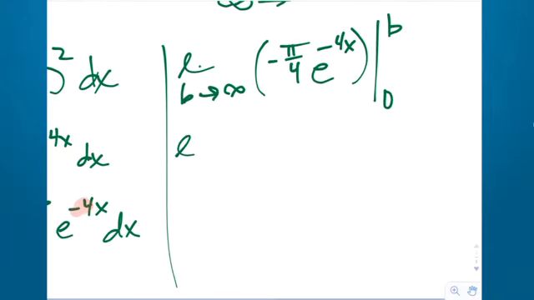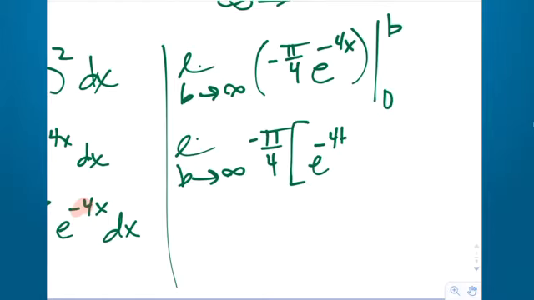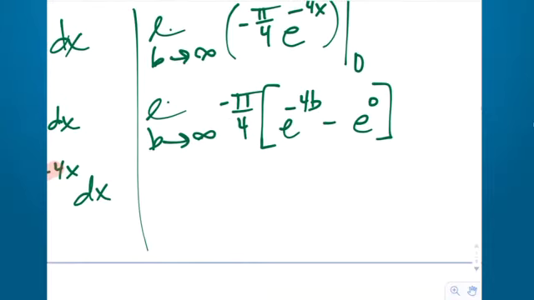So evaluating it now, we have the limit as b goes to infinity. I like to leave my negative pi fourths out front. It's entirely up to you what you do with it. And when I plug in, I get e to the negative 4b minus e to the 0. And now I can evaluate it. What happens to e to the negative 4b as b goes to infinity? It approaches e to the negative infinity, which is 1 over e to the infinity, which approaches 0. It gets smaller and smaller, approaching 0. And, of course, e to the 0 is 1.